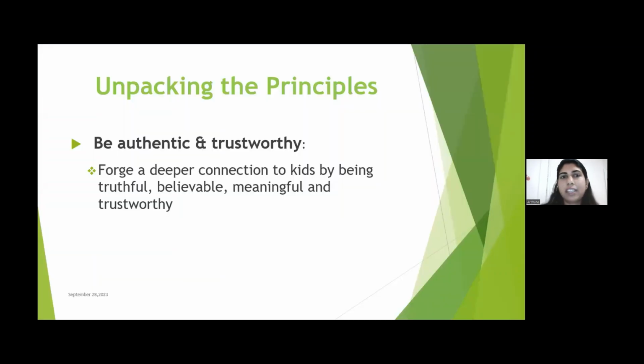We'll move to the next slide. We'll unpack these principles. So first one is be authentic and trustworthy. What do you think when we say we have to be trustworthy, we have to be authentic as a heritage language teacher? Do you agree, like being trustworthy is important for a heritage language teacher?